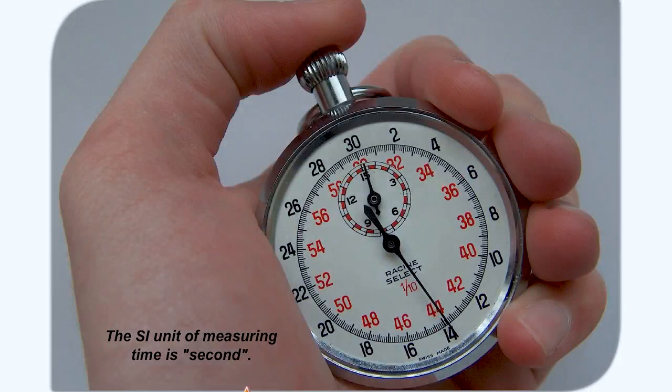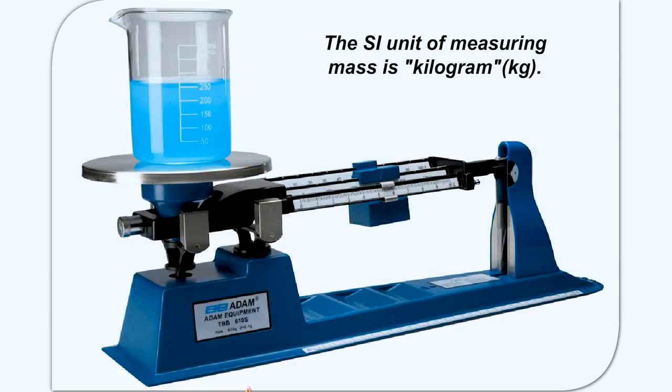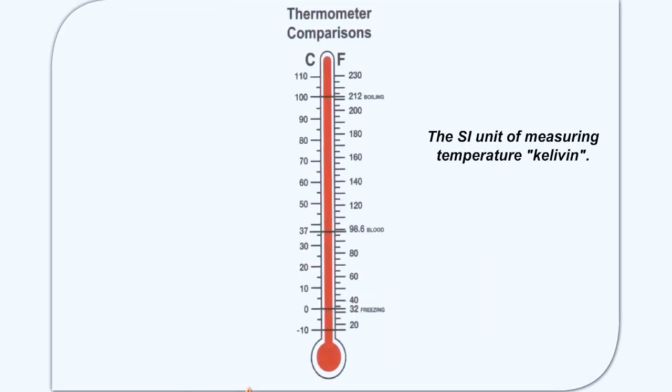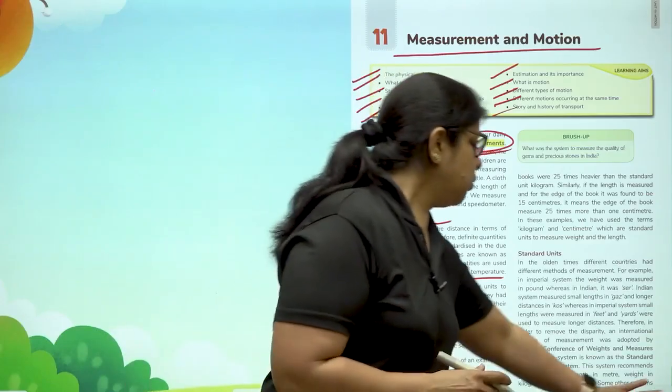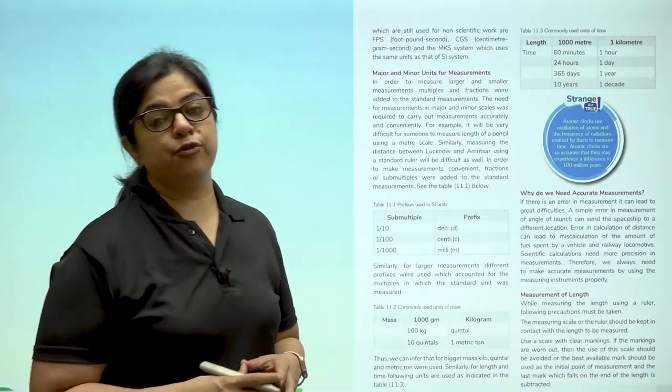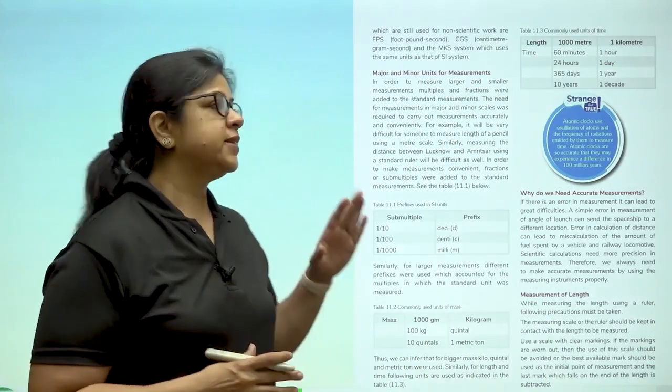The SI unit of measuring time is second, s. The SI unit of measuring mass is kilogram, kg. The SI unit of measuring temperature is Kelvin, K. So that is how the SI system of measurement was developed.